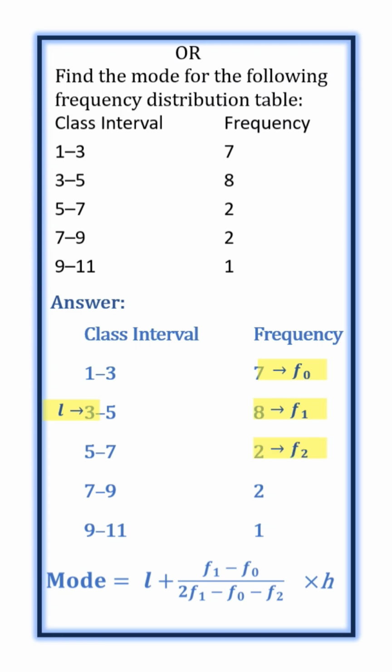H is how much? You have to subtract the lower limit of the class interval from the higher limit. 3 minus 1 is 2. 5 minus 3 is 2. So H is also equal to 2. Now let us substitute the values like this. Here you know how to solve it.